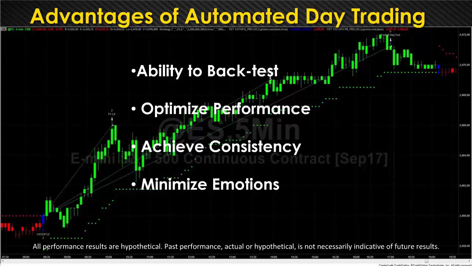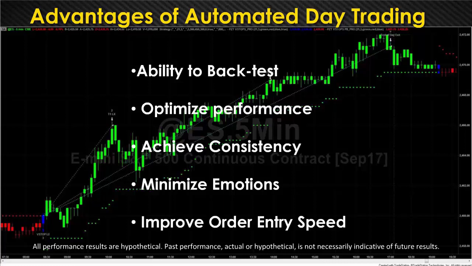Minimizing emotions. Strategies can minimize emotions throughout the trading process, and by keeping emotions in check, you have an easier time sticking to the plan. Since strategies execute trade orders automatically once the rules have been met, you won't be able to hesitate or question the trade. In addition, this can also be helpful to traders who are afraid to pull the trigger. And likewise, strategies can curb those who are apt to overtrade.